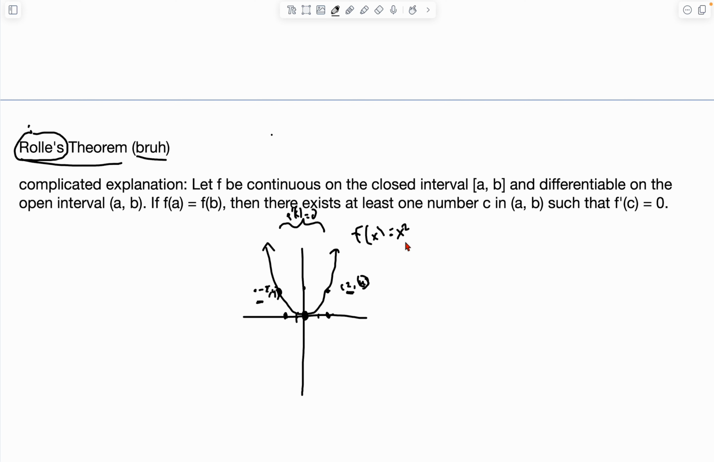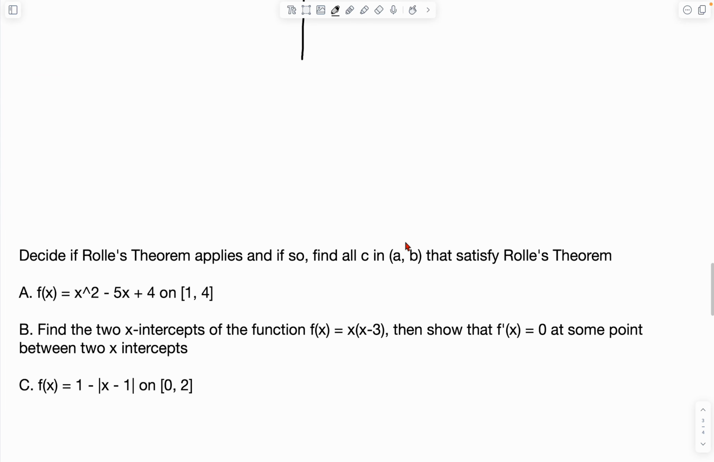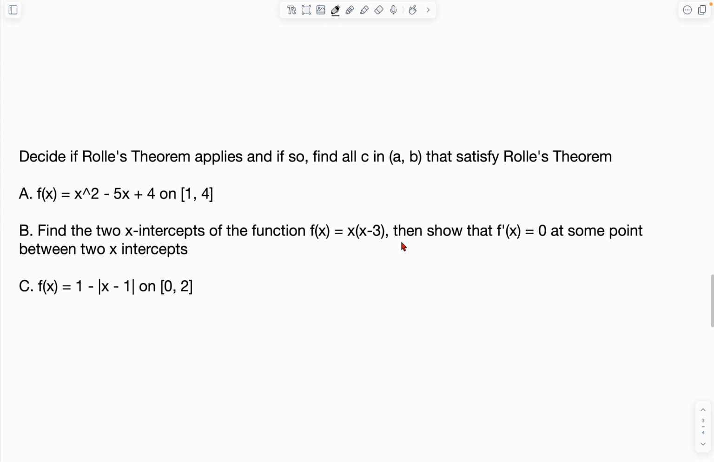Okay, so now we will do some practice problems with Rolle's theorem. Part A, part B, and part C. If you have time, just pause. Okay, boom. Now we're back.